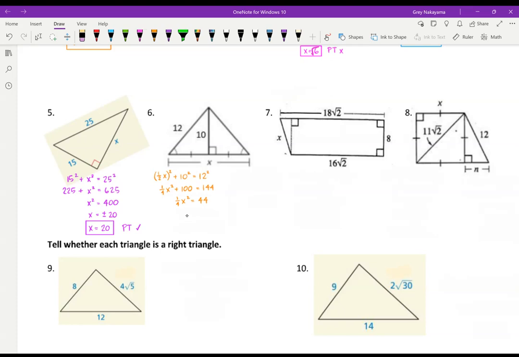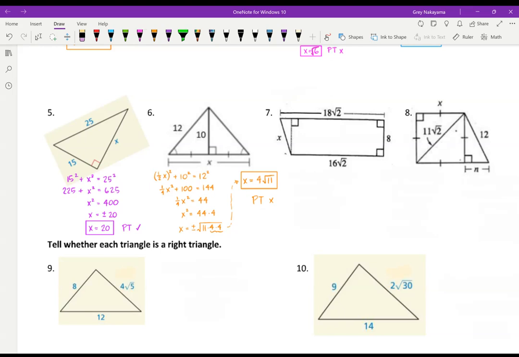X squared equals 44 times 4. I didn't want to pick up my calculator because I'm going to take the square root of both sides, and that's x equals the square root of 11 times 4, which is 44 times 4. Well, there's a perfect square, so it's going to be 4 square roots of 11. That's the side of my triangle. That's x, because that's the way I set it up. We do not have a Pythagorean triple, because that's one of the sides.